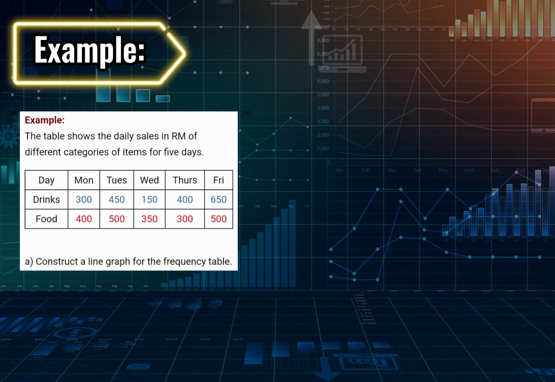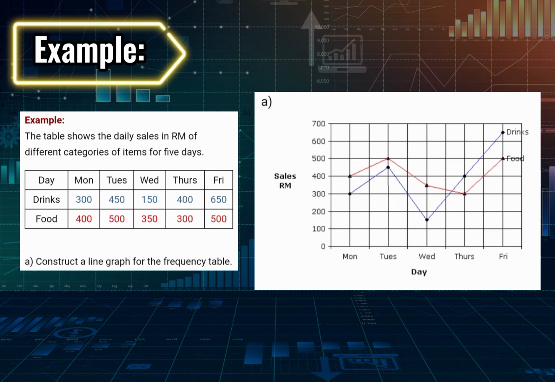Let's have another example, but this time dalawa na yung dependent variables, which is yung drinks and food. Same lang siya ng process, but in this case, each line would have a different color, identified in the legend, which is yung blue line nagre-represent siya sa data of drinks and red line represents the data of food.